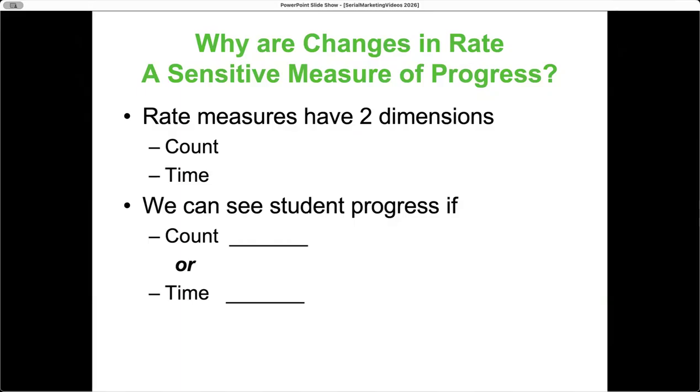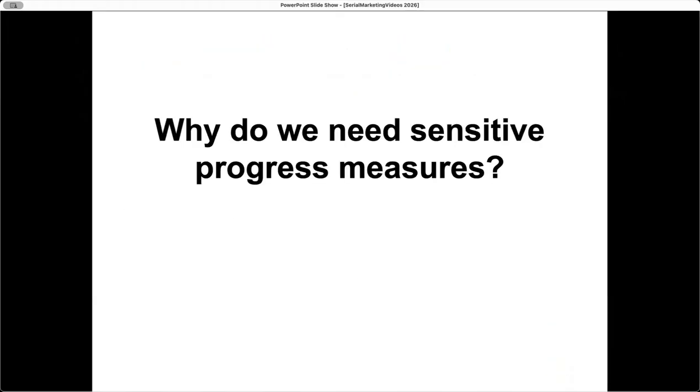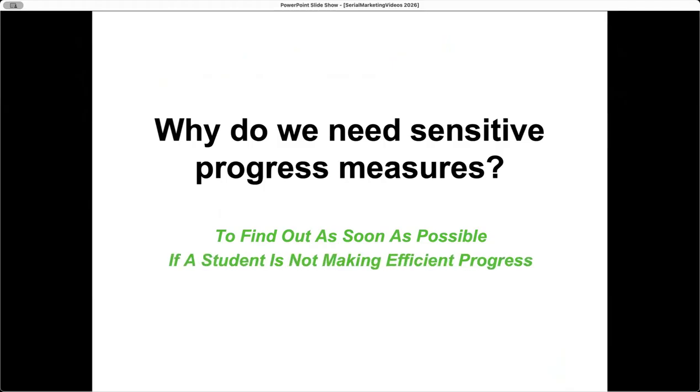Why are changes in rate a sensitive measure of progress? Rate measures have 2 dimensions, count and time. We can see student progress if count increases or time decreases. And also if count decreases or time increases, if you're looking at decreasing an inappropriate behavior. Why do we need sensitive measures of progress? To find out as soon as possible if a student is not making efficient progress.